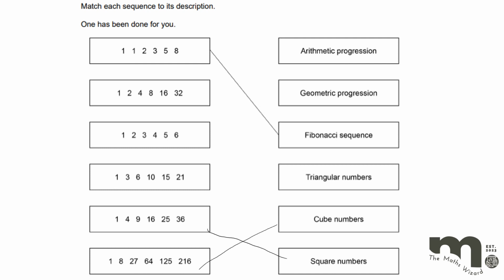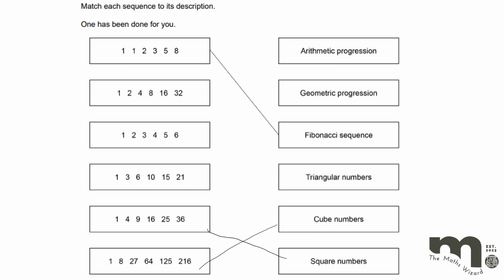Then we've got your cube numbers down here. So cube numbers, we've got 1 times 1 times 1, which is 1, 2 times 2 times 2, which is 8, 3 times 3 times 3, which is 27, and so on.